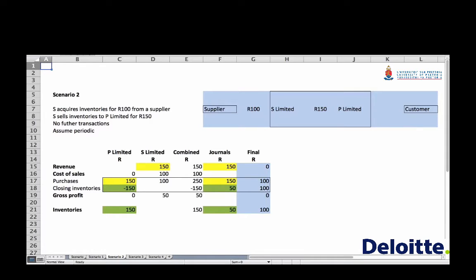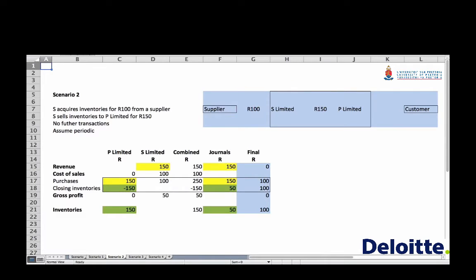Right, understanding the cost of sales and how the general ledger, etc. works, let's consider this economic event now in the individual company's books. The supplier has given or sold 100 Rands worth of inventories to S Limited. So in S Limited's accounting records, you will have purchases in the cost of sales line item of 100 Rand. These have then been sold on to the parent, P Limited, for 150. Therefore, you will have 150 Rands revenue recorded in S Limited's accounting records.